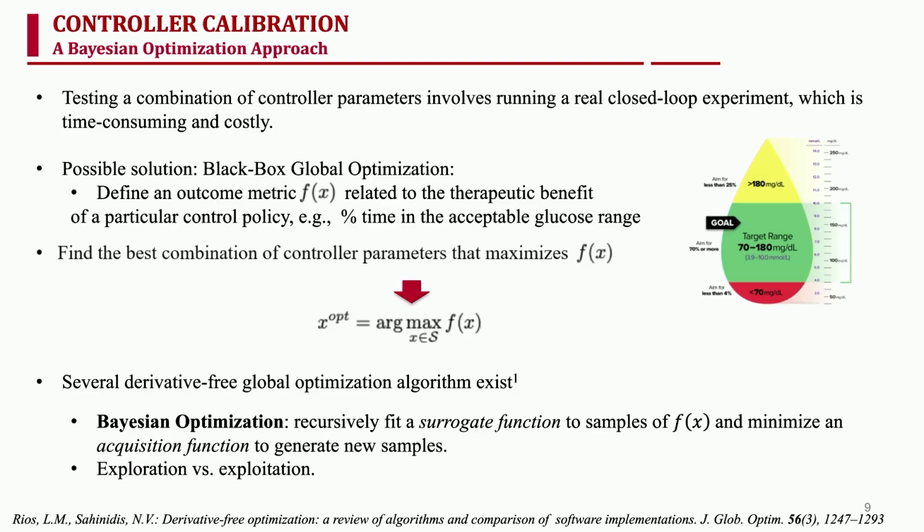So there are several derivative-free optimization methods in the literature. We decided to use Bayesian optimization. The principle is simple. We want to fit a surrogate function to the samples of this f of x. So I know if I run simulations how good or bad is my control design. So I fit this surrogate function to the samples of f of x. And I also minimize an acquisition function, which is going to tell me what to sample next. It's going to tell me what is going to be the next point in an exploration versus exploitation framework.